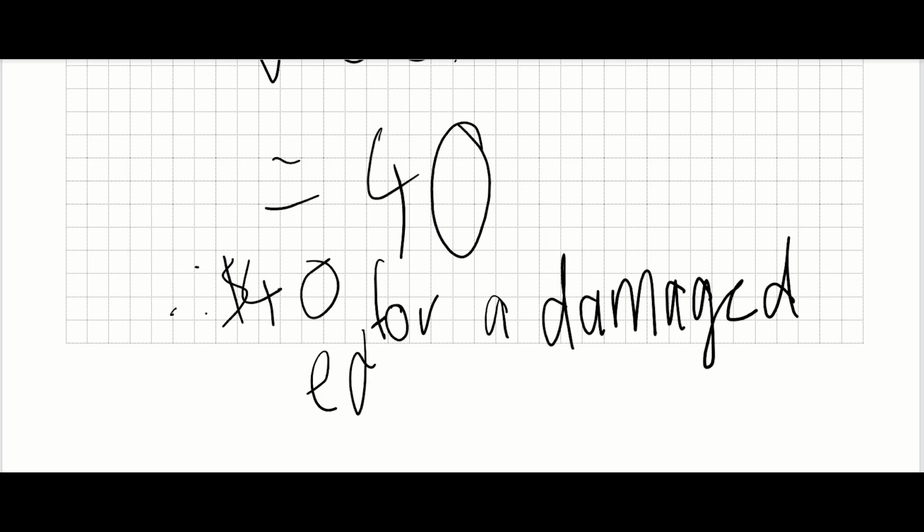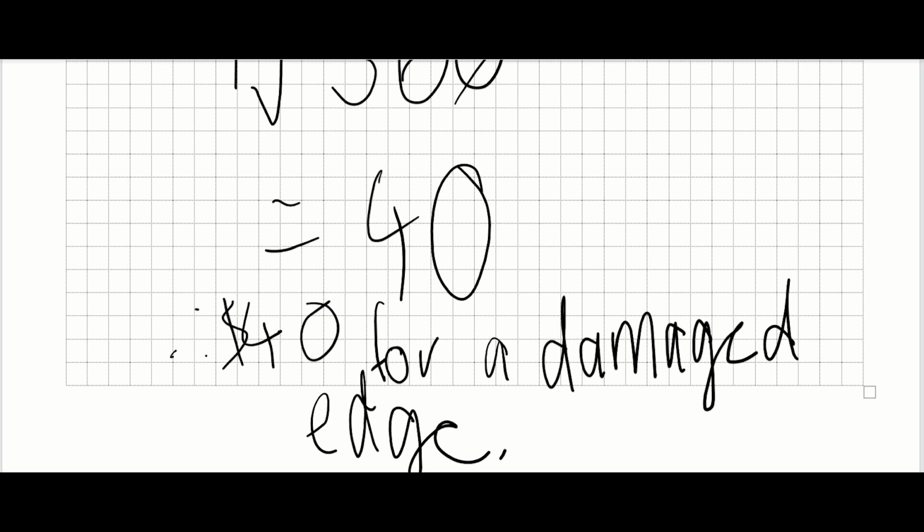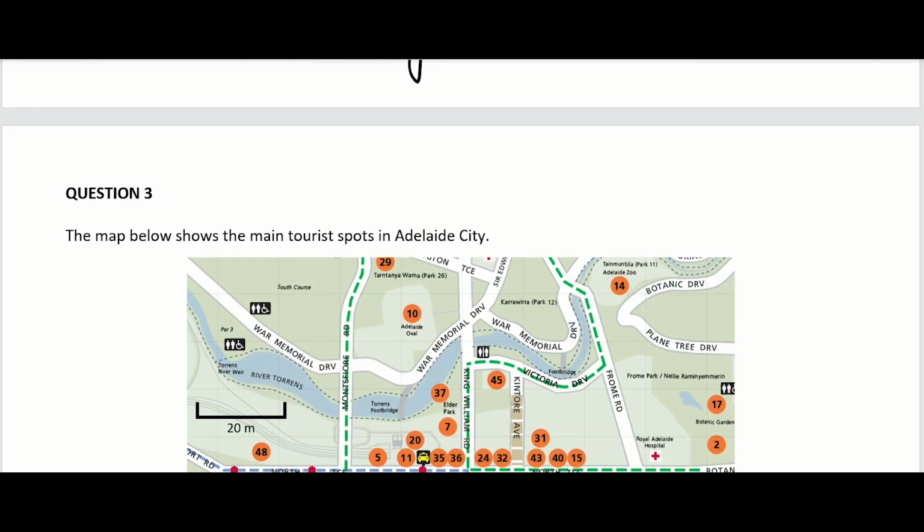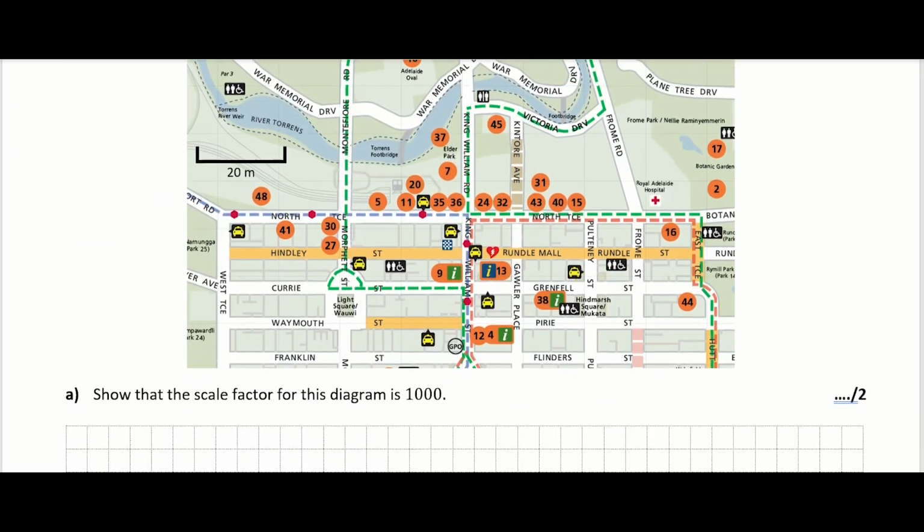Bang. And that will get you 3 out of 3, showing your working out and giving me the answer. Alright, again, with this one, show the scale factor is 1000.